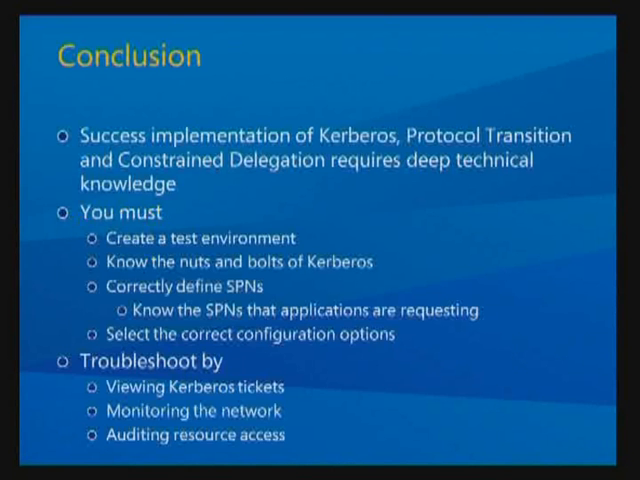And so, when you're going through the whole process, just take the whole thing slowly, troubleshoot it, all the way, with actually doing your auditing, and you must create a test environment, set up your SPNs, etc. Kerberos tickets are a very good way of troubleshooting, looking at those flags, monitoring the network, and auditing resource access. But please, please, please be aware that if you've got transitioning on and you've got act as part of the operating system, you have potentially opened up a lot of holes.